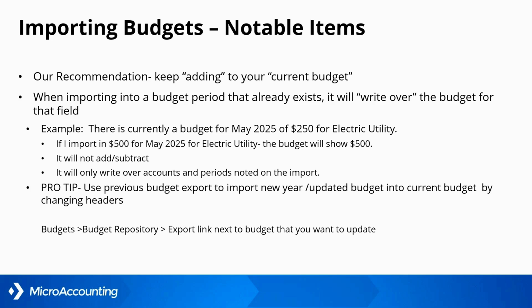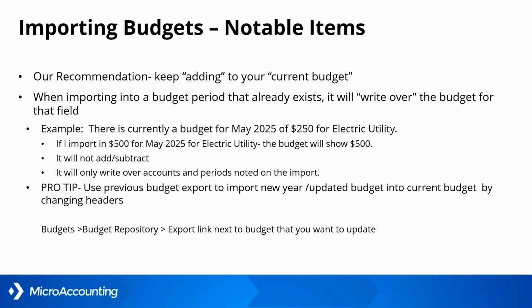As I mentioned earlier, budgets are one of the things that you can import to update. It will write over that budget for that budgeting period if you import over it. So for example, if I have a budget for May of this year for $250 for an electric utility, if I import $500 for that electric utility for May of 2025, the budget will show $500 and not $250. It will not add or subtract, so it will not be $750.